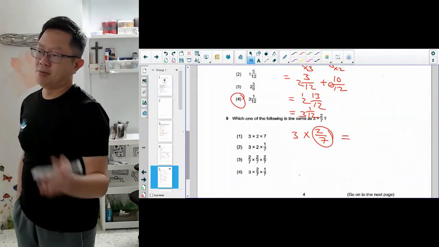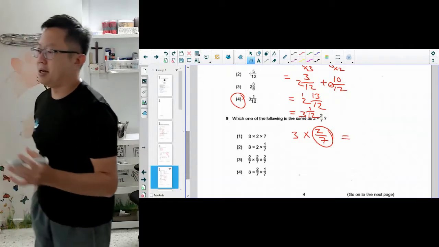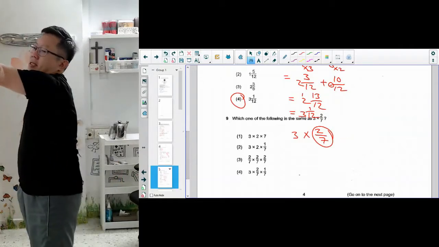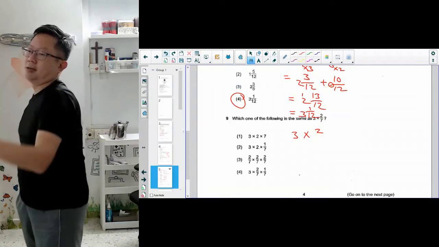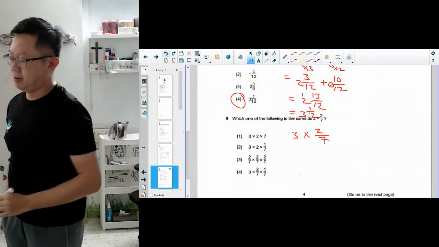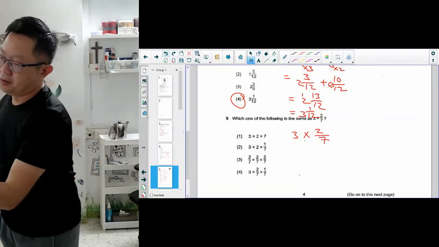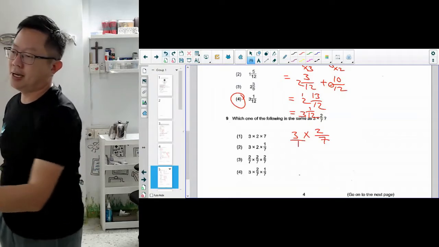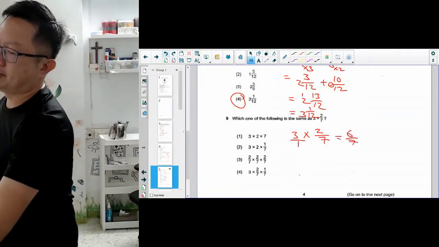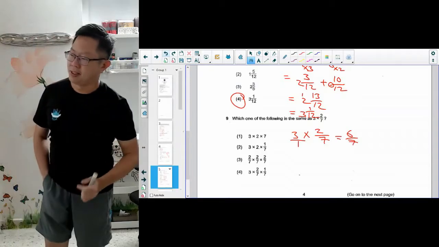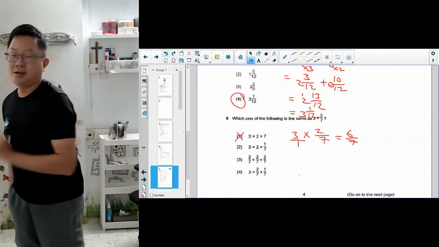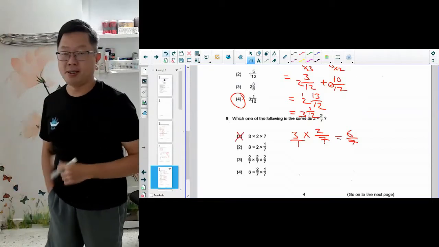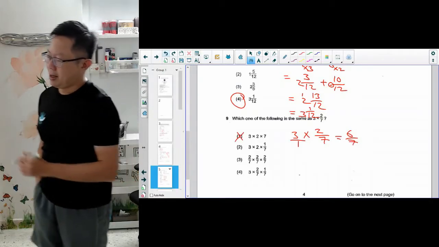So 3 times 2 over 7, how do you multiply to get your answer? Let me just write again. 3 times 2 over 7 will be, you change the whole number into a fraction, and you get 6 over 7. Okay, so which answer is 6 over 7? Definitely not number 1, because that gives you an answer that's a whole number. Alright, is it number 2?